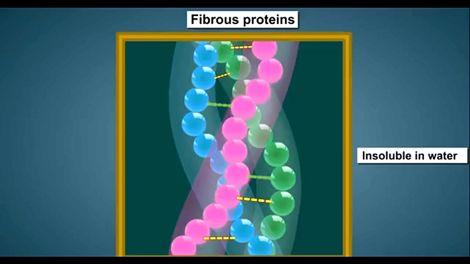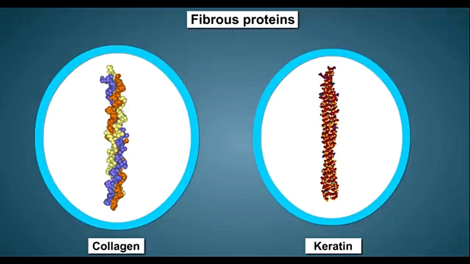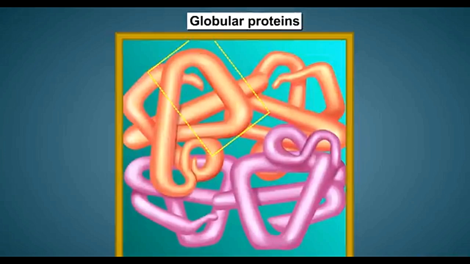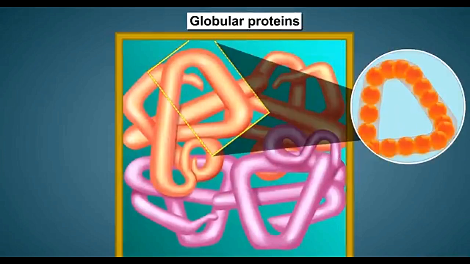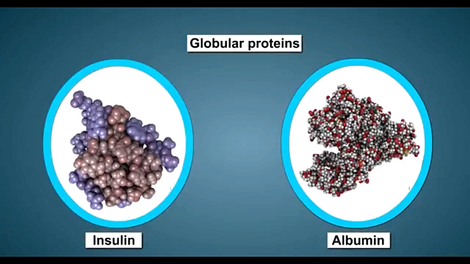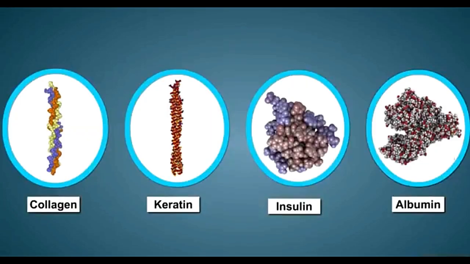These proteins are insoluble in water. Some common examples of fibrous proteins are collagen and keratin. On the other hand, globular proteins are formed due to the folding around of polypeptide chains. This gives a spherical shape to the globular proteins. These proteins are soluble in water. Some examples of globular proteins are insulin and albumin. As you can see, the structure of proteins is quite complex.